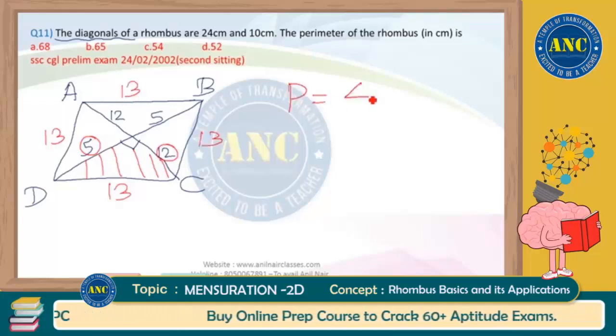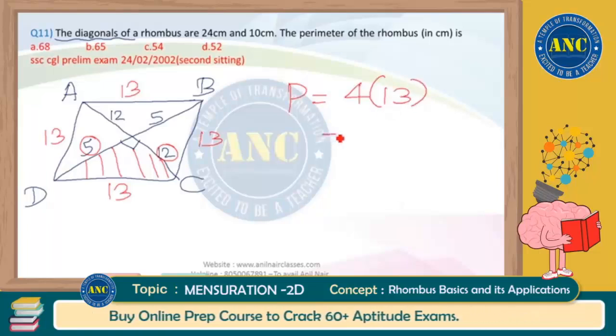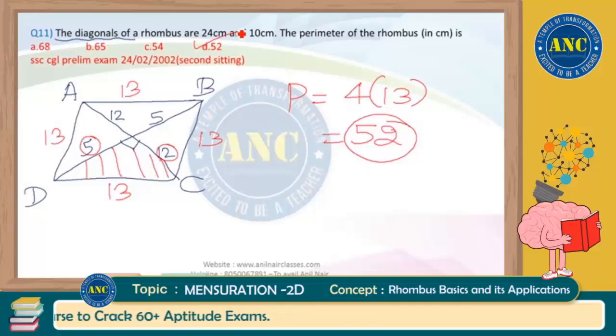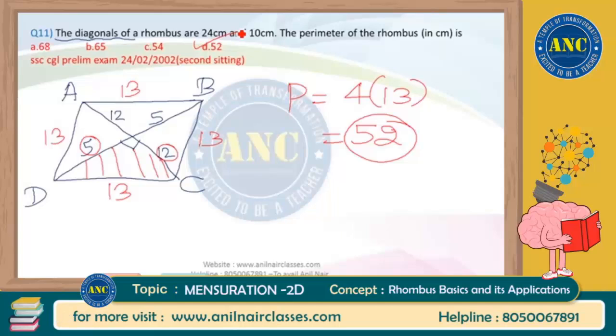Perimeter is what they are asking. It is 4 into 13. 13 into 4 is 52, which is nothing but option D. Once you know the values of Pythagorean triplets, the questions will be very easily solved, and that too within seconds, sir. I hope it is clear till this 11th question, whatever we have solved in rhombus.